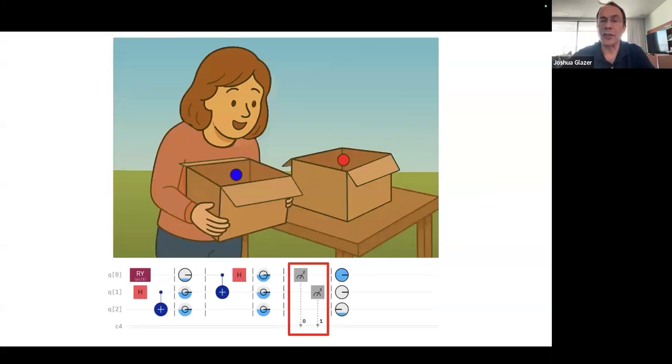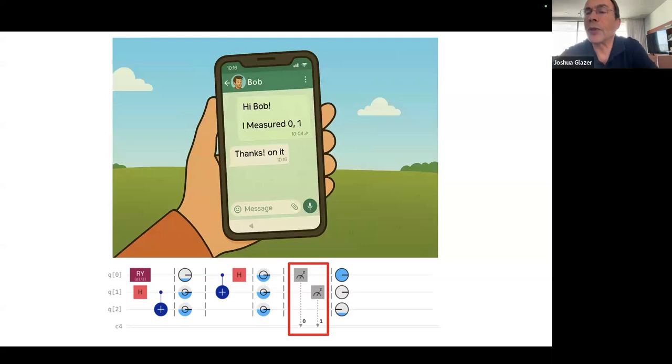After she measures, she sends a WhatsApp to Bob. Hi, Bob, I measured 0 and 1. Remember, she had two particles, right? So in this case, she measured 0 and 1. And Bob says, thanks, on it. Do you see anything strange about this WhatsApp? Look at the timestamps. One would say that, okay, he's a slowpoke. I mean, why would it take him 12 minutes to answer?